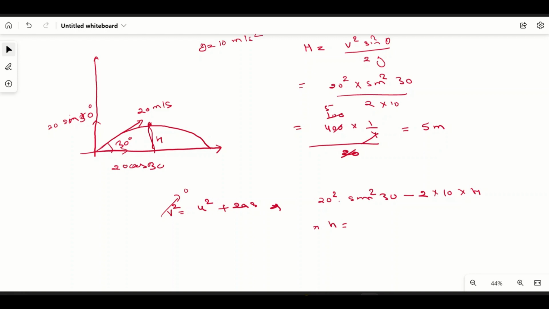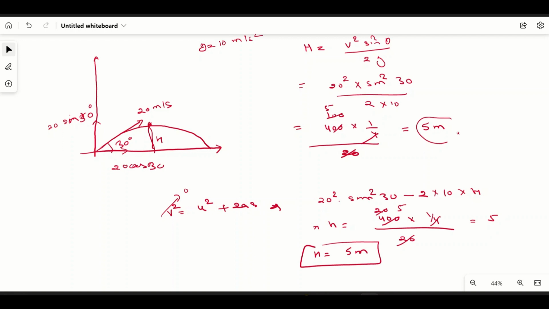So h is equal to 20 square is 400 into sine 30 is 1 by 2, so 1 by 4, divided by 20, which is 20 divided by 4 is equal to 5. So the height is 5 meter. You can see that we are getting the same thing from the formula and also from the simplification, applying this law of motion.